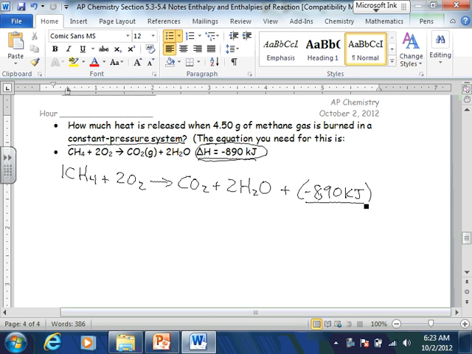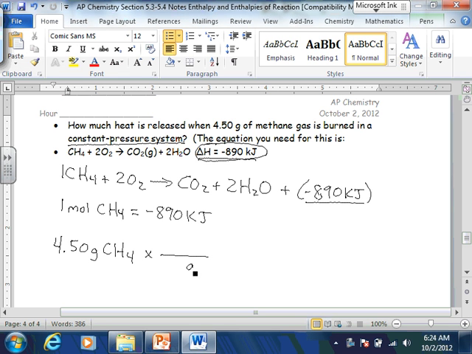Now, what they're asking is, okay, that equation tells us when we have 1 mole of CH4, that equals negative 890 kilojoules. That's how much heat is given off there, okay? But they're asking us, well, what about when we have 4.50 grams of the methane gas? So we've got 4.50 grams of the CH4, and we want to figure out how much heat is given off there, okay? So the first thing we've got to do is figure out how many moles of CH4 we have. So we've got grams of CH4, and we're going to convert that to moles of CH4.